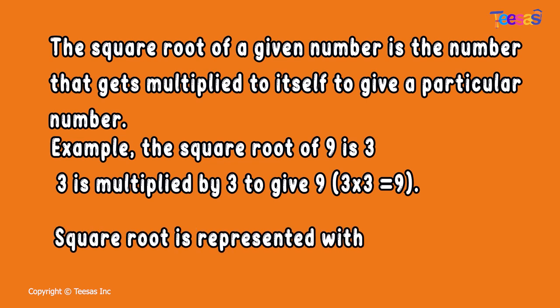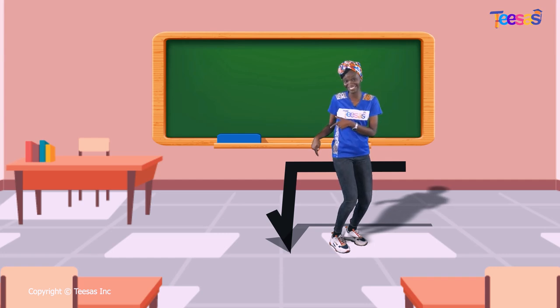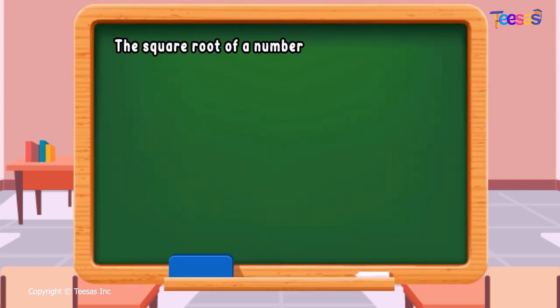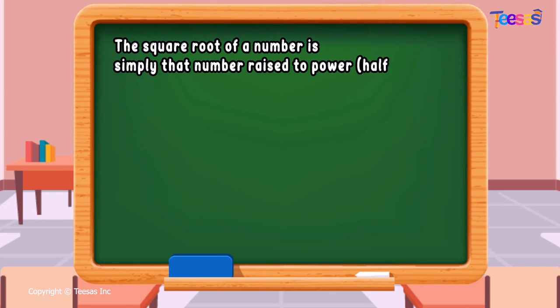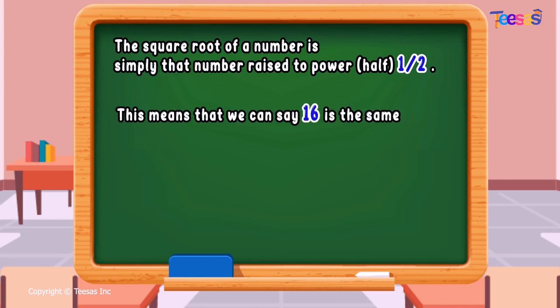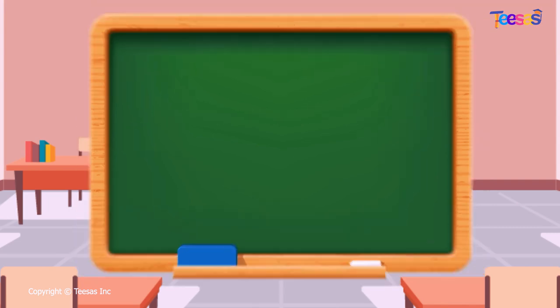Square root is represented with this symbol, like this chair I'm sitting on. The square root of a number is simply that number raised to the power half, 1 over 2. This means that we can say the square root of 16 is the same as 16 raised to the power of half, 16 raised to the power 1 over 2.